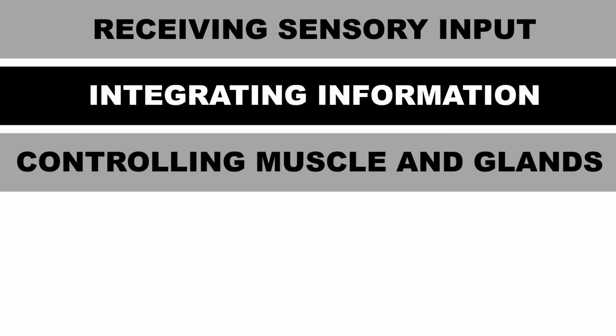The next function is that it controls muscles and glands. For example, the skeletal muscles, which normally contract, are stimulated by the nervous system. Skeletal muscle controls the major movements of the body. The nervous system also participates in controlling cardiac muscle, smooth muscle, and the glands. When the nervous system signals certain glands, the glands will produce or secrete a certain hormone or a certain substance.